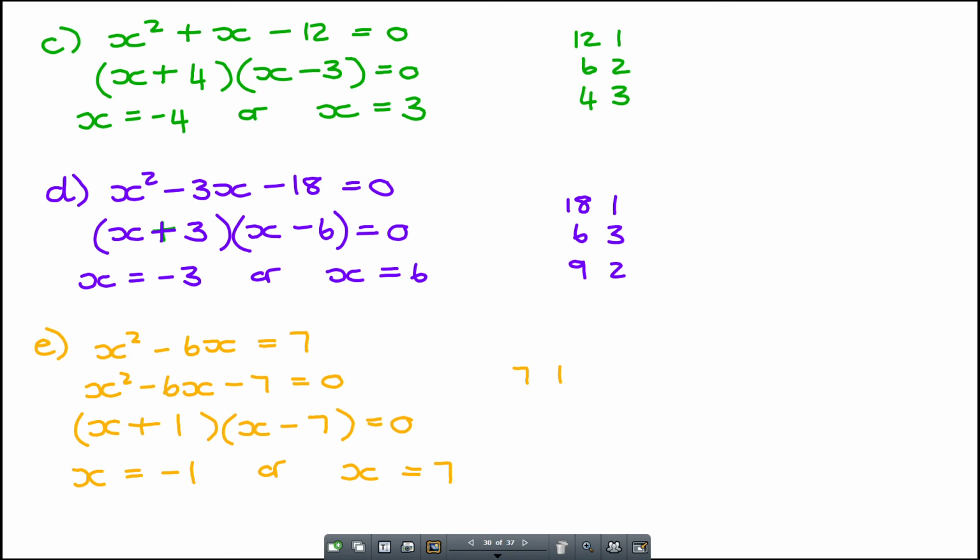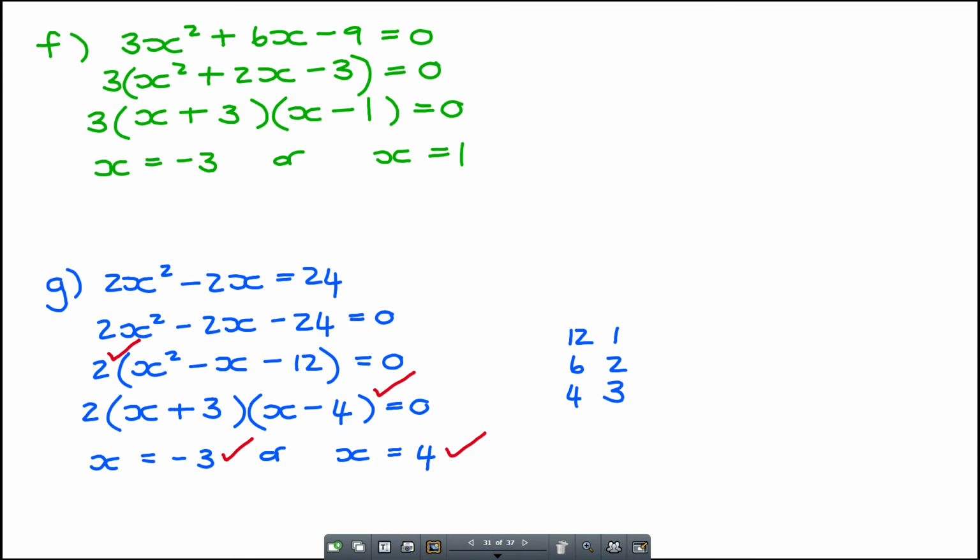Any questions at C, D, or E? Okay, there's F and G.